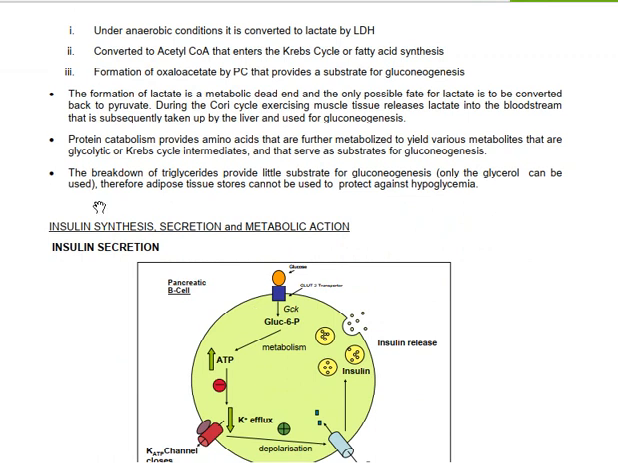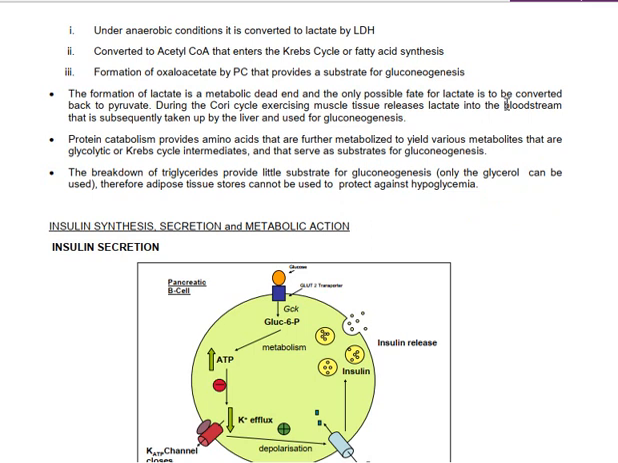Next, the breakdown of triglyceride provides only little substrate for gluconeogenesis. Only glycerol can be used in gluconeogenesis. The other molecules, the fatty acids, are not converted to produce glucose. Is it clear? So to do gluconeogenesis, the main substrate used is glycerol, because only glycerol can be converted to produce oxaloacetate, which is a major substrate of gluconeogenesis to produce glucose.